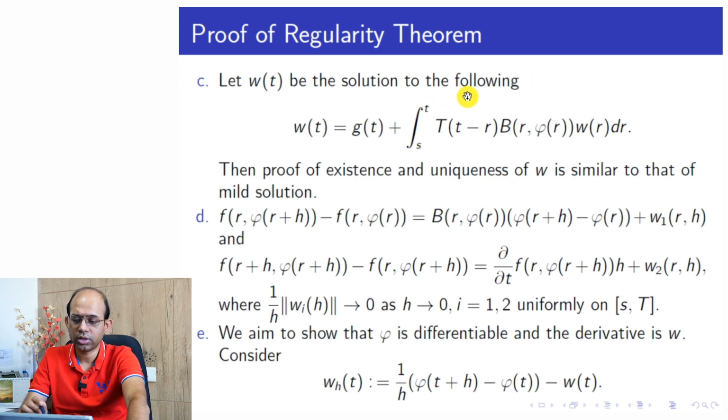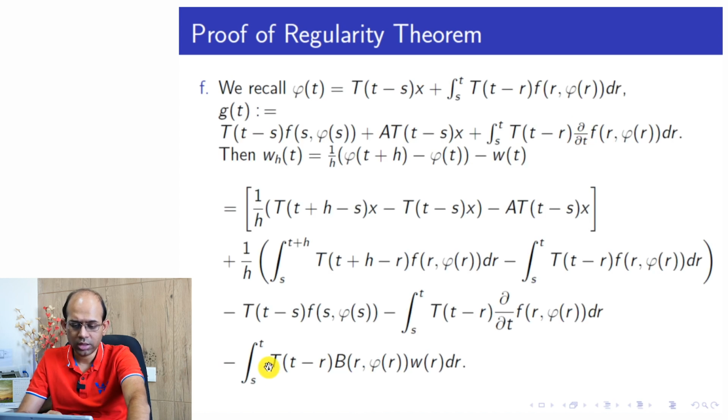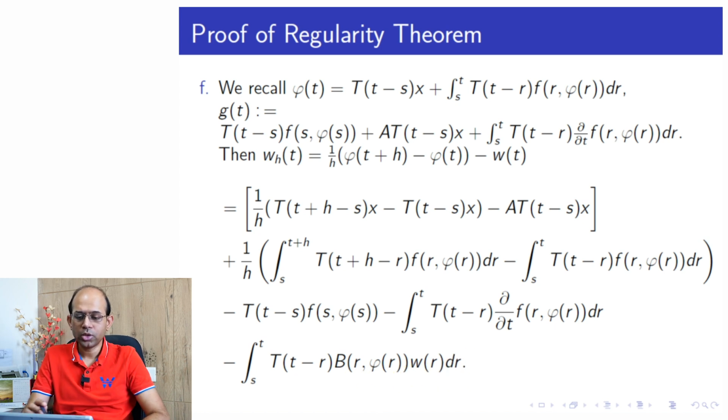So this whole thing with a negative sign should also come there. The T minus R B W dr, so that we write down here: minus capital T minus R B W R dr. Okay. So WHT is written in this way.